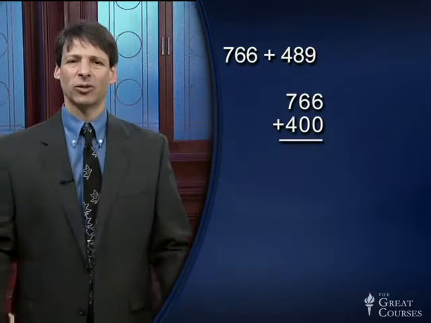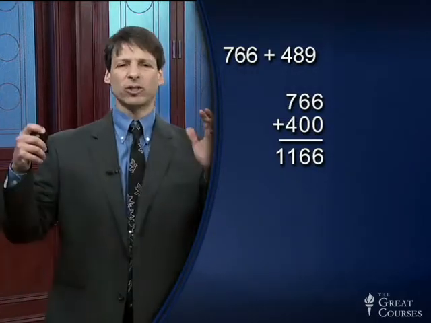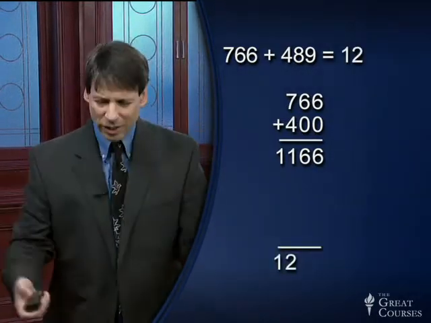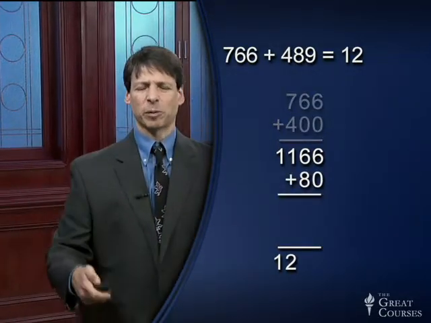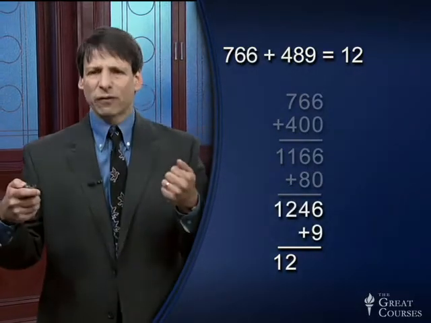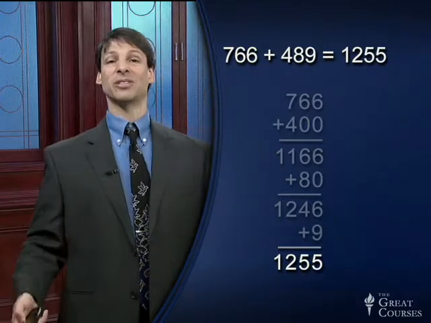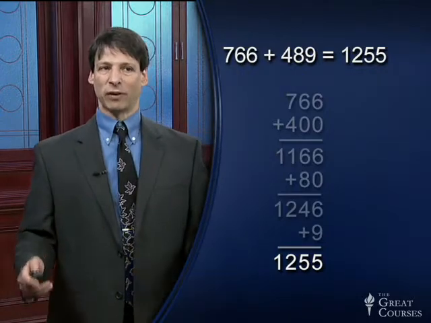766 plus 400 is 1166. And now you add 89. Now I know enough about my answer to say 1200, and I'll focus on 66 plus 89. So first we'll add 80. 66 plus 80 is 146. Then I'll add the 9 to get 155. So I know the answer ends in 55, and there's the answer, 1255.